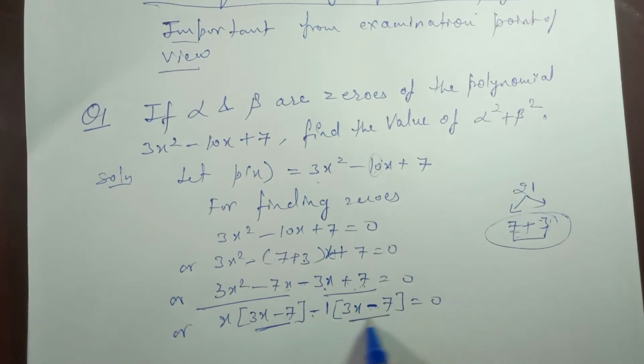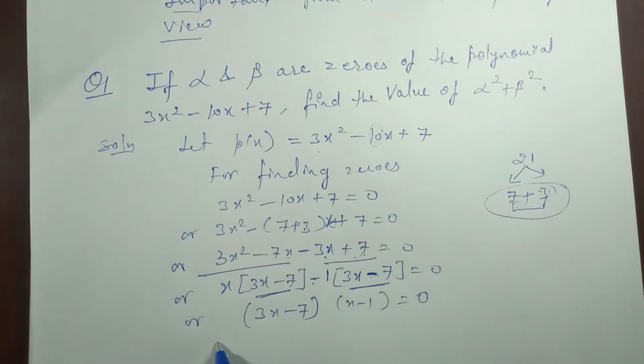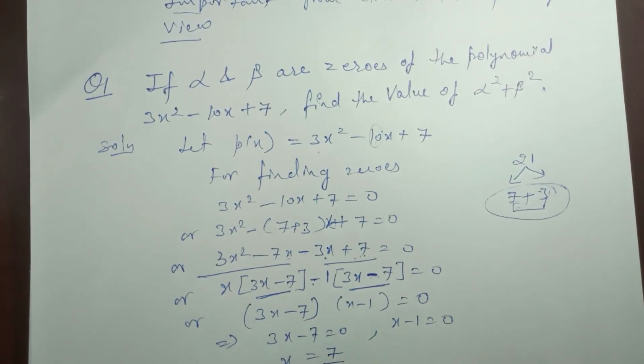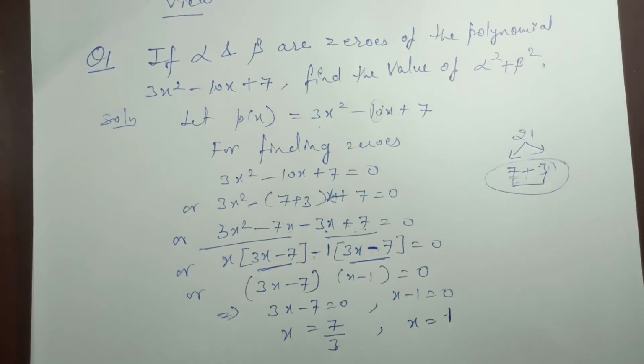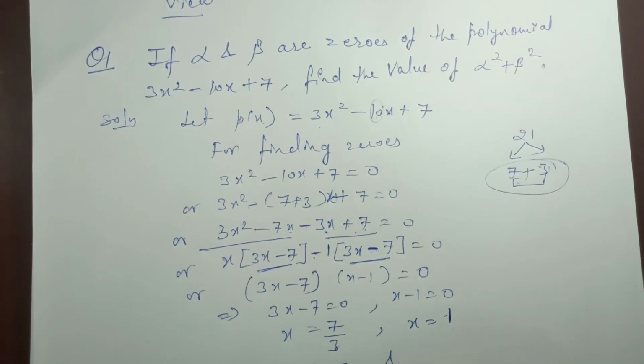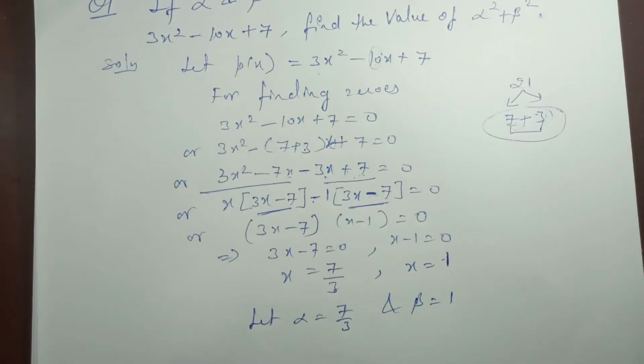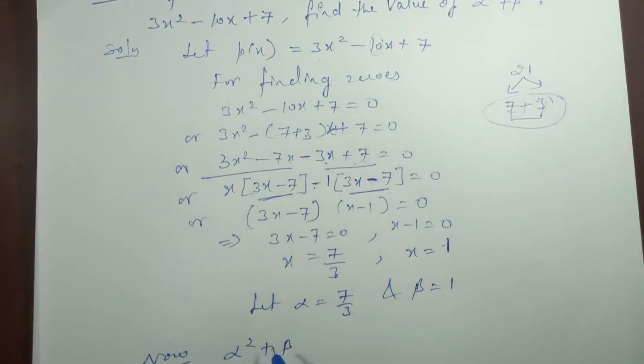Now both the terms within the bracket are the same, so take them one time: (3x minus 7)(x minus 1) equal to 0. This implies 3x minus 7 equal to 0 and x minus 1 equal to 0. Transposing the terms, minus 7 moves with a plus sign, 3 is in multiplication so it moves into division, so x equals 7 by 3, and x equals plus 1. So these are the two zeros: let alpha equal 7 by 3 and beta equal 1.